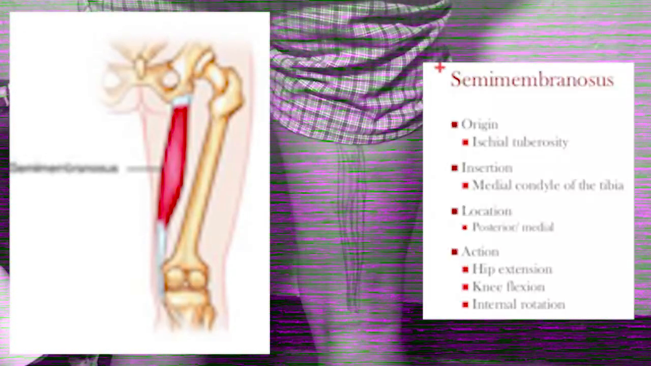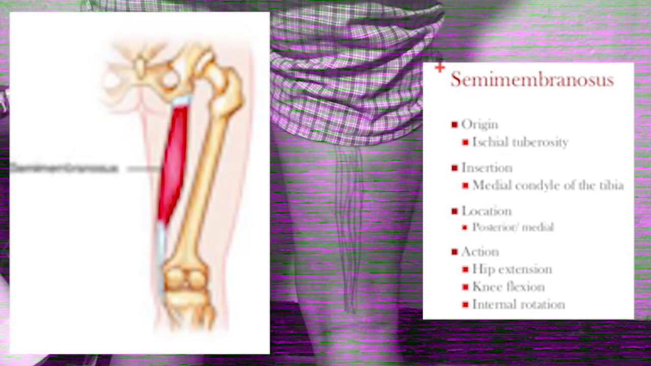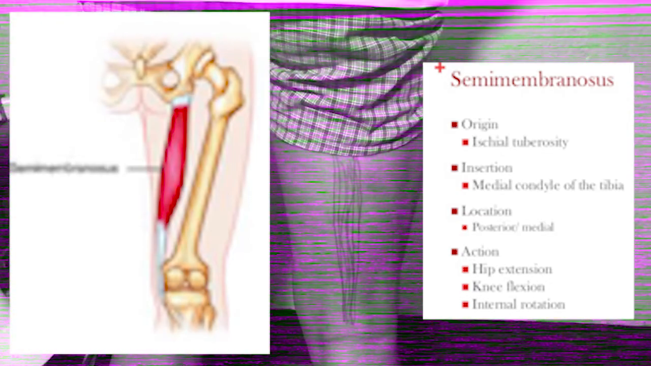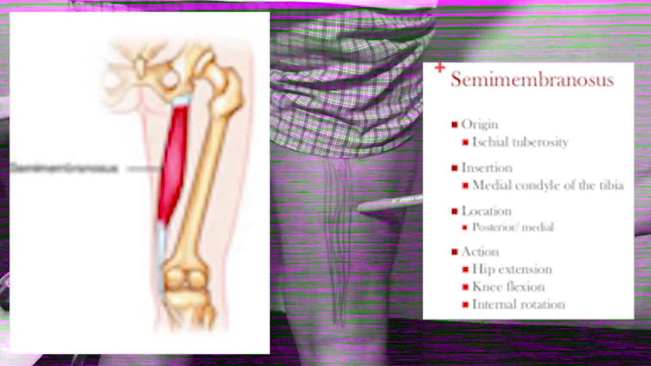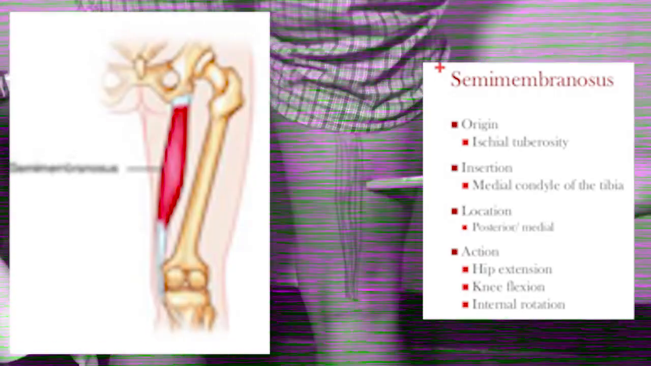Now, it arises by a thick tendon from the upper and outer impression on the ischial tuberosity, above and medial to the biceps femoris and semitendinosus. The action includes flexion of the leg at the knee joint.